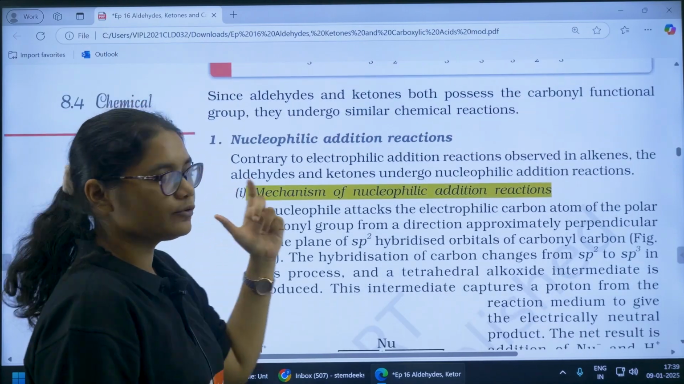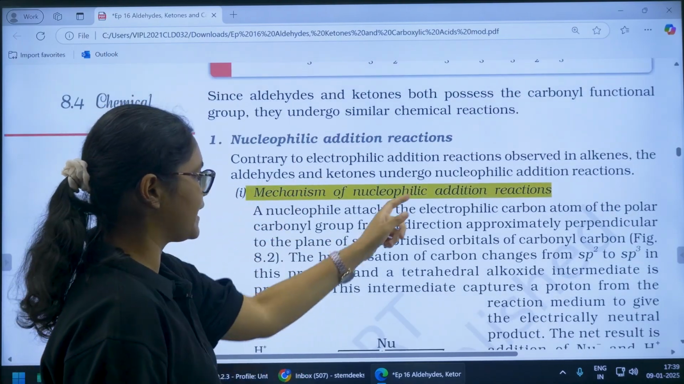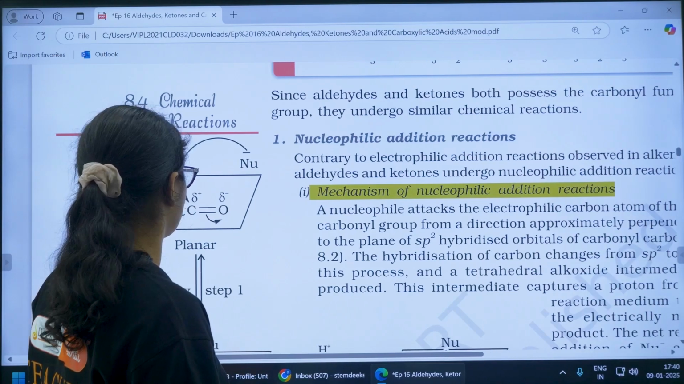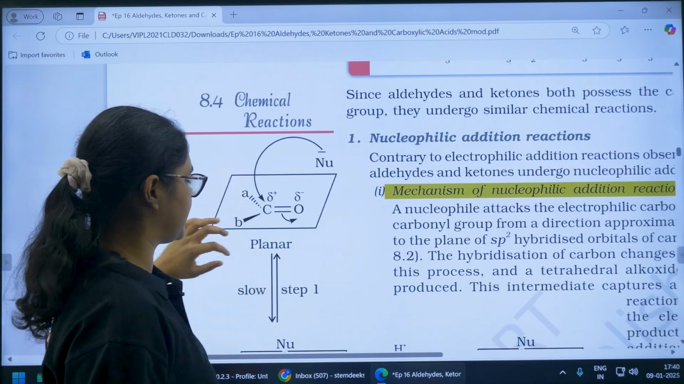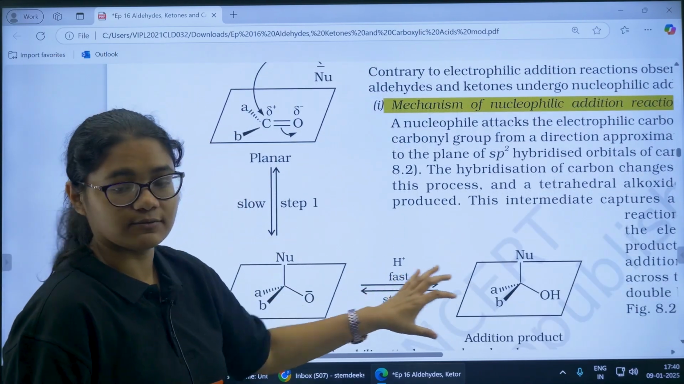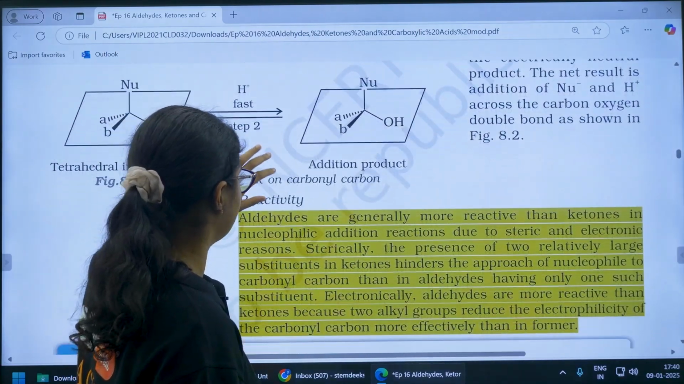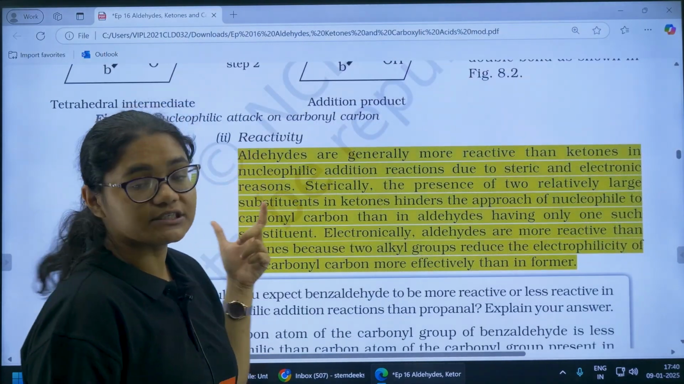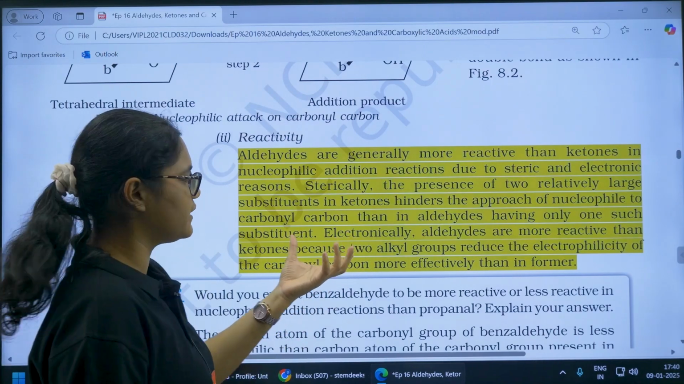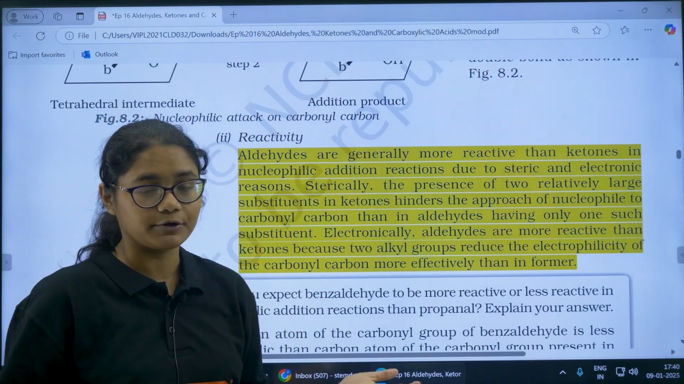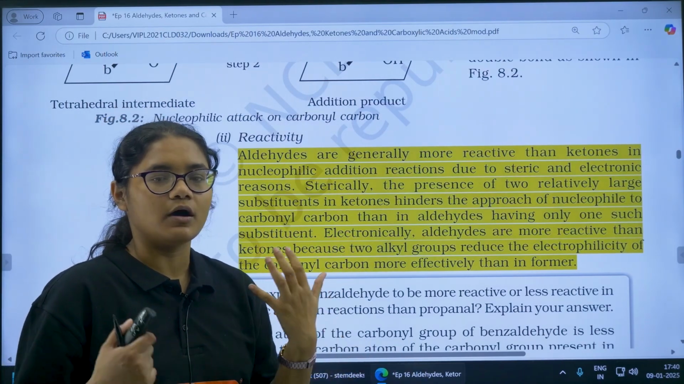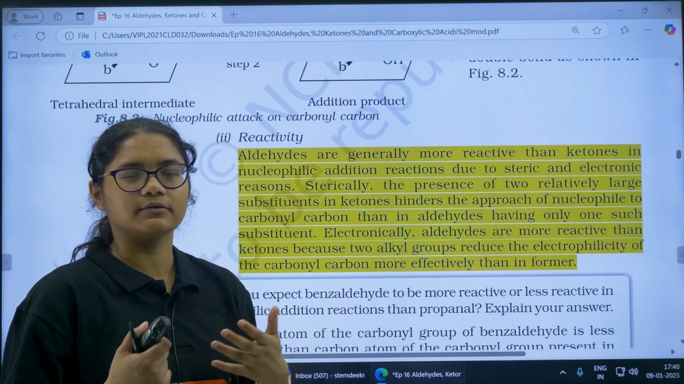Okay, next coming to the nucleophilic addition reaction. So mechanism of addition reaction, very very important. You can draw this particular mechanism, okay, mechanism of addition reaction. Next, this is a very potential question and not a question which is not known, it is there in your exercise question also.